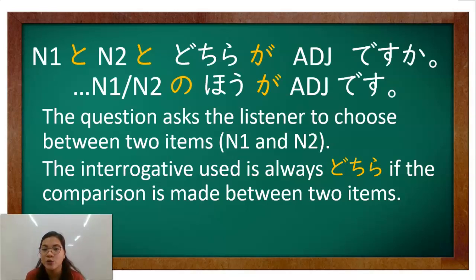So this is the sentence pattern. Noun 1 to, noun 2 to, dochira ga adjective desu ka? And you are going to answer either noun 1 or noun 2, no hou ga adjective desu.